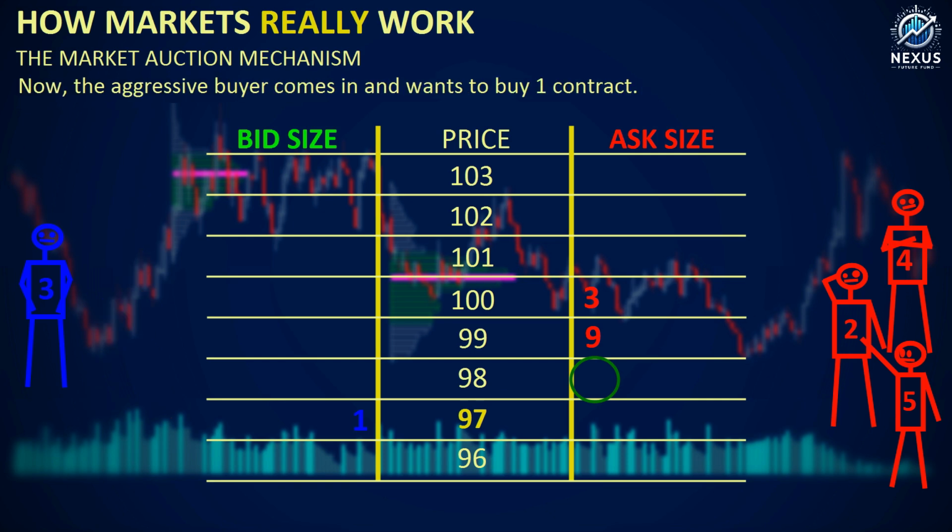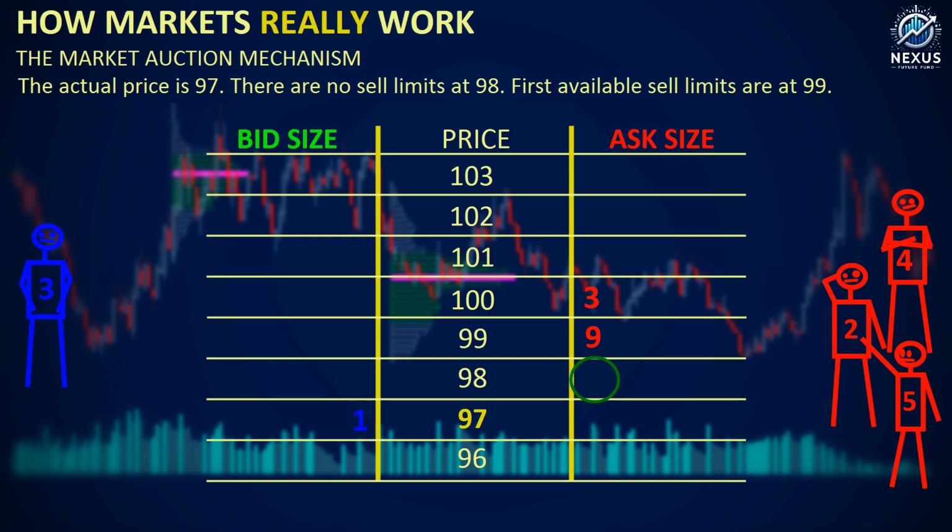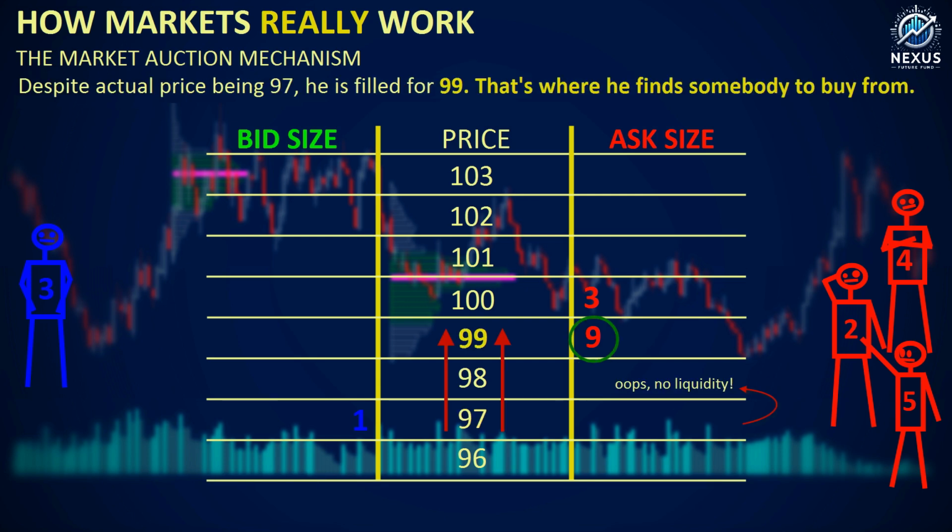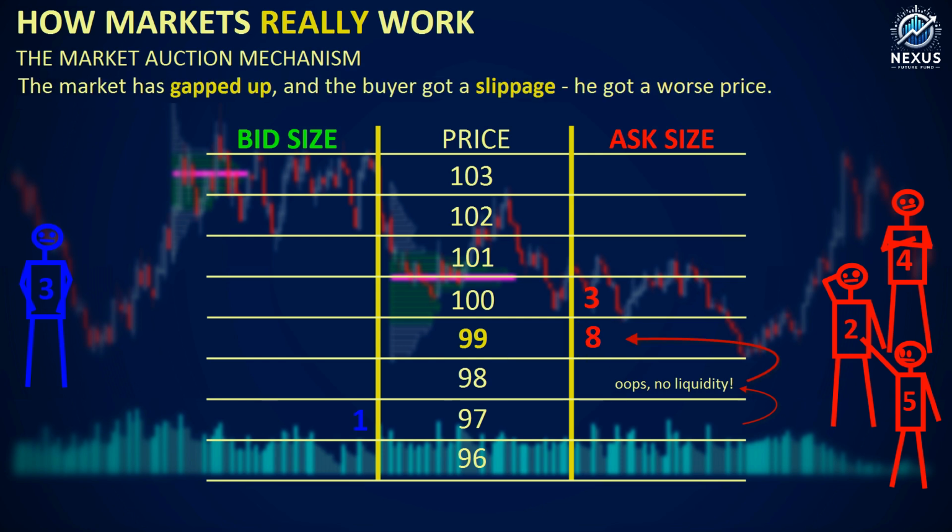Now, the aggressive buyer comes in and he wants to buy 1 contract by using a market order. The actual price is 97. There are no sell limits at 98. First available sell limits are at 99. Despite the actual price being 97, the aggressive buyer is filled for 99, because that's the price at which he finds somebody to buy from. So he moved the market up from 97 to 99, because at 98, there was no liquidity, no sell limit orders. So the market has skipped this price and moved to 99 straight away. This is called a gap. The market has gapped up from 97 to 99.